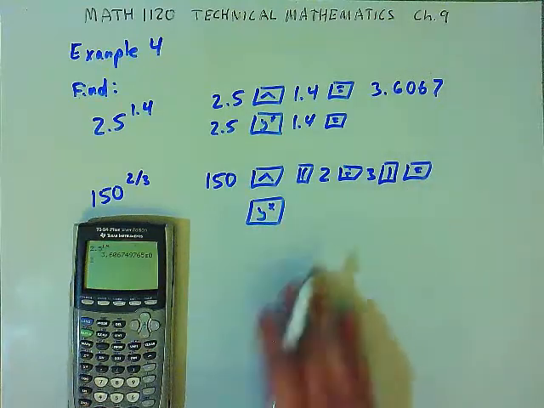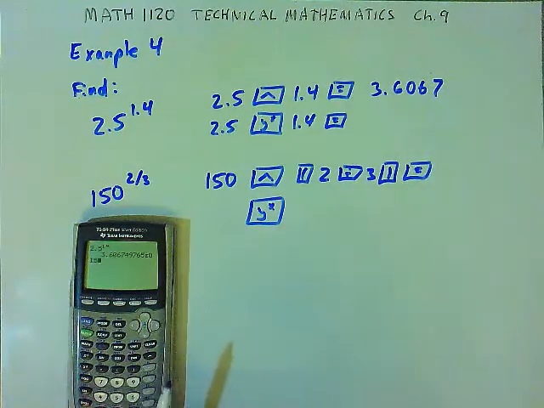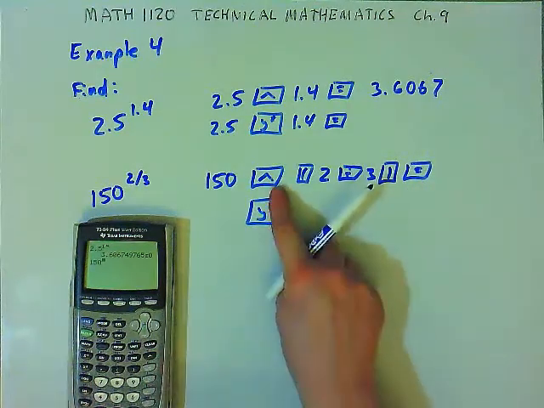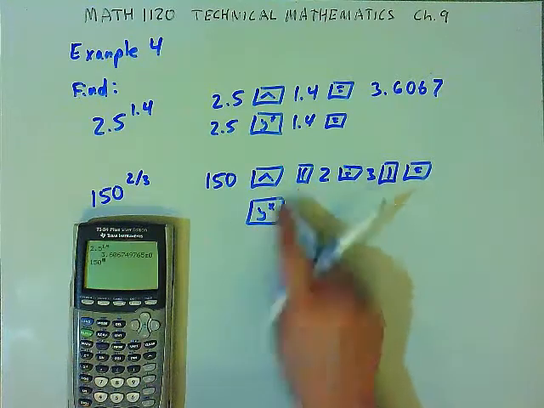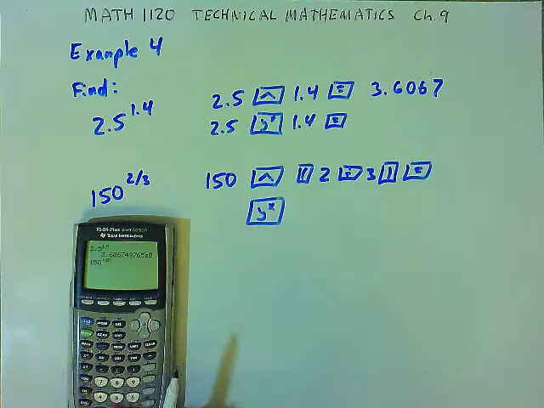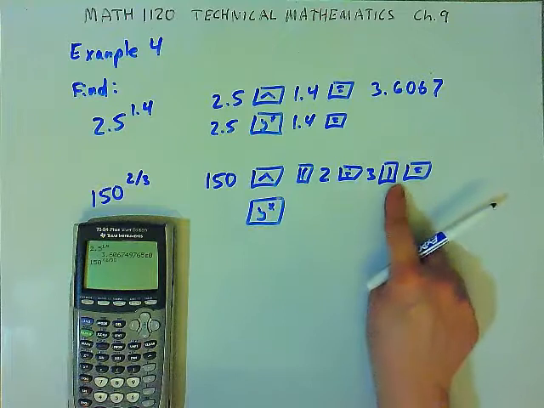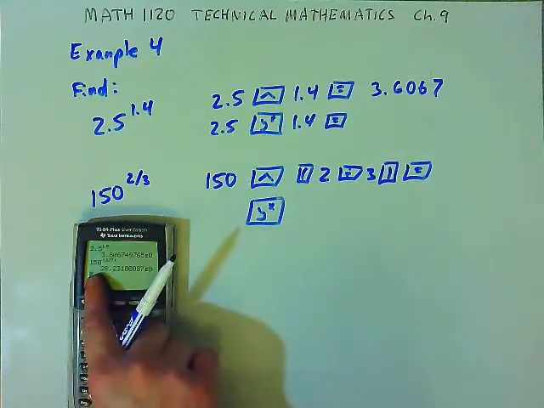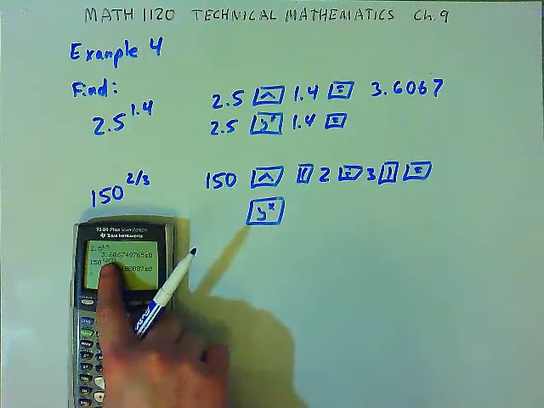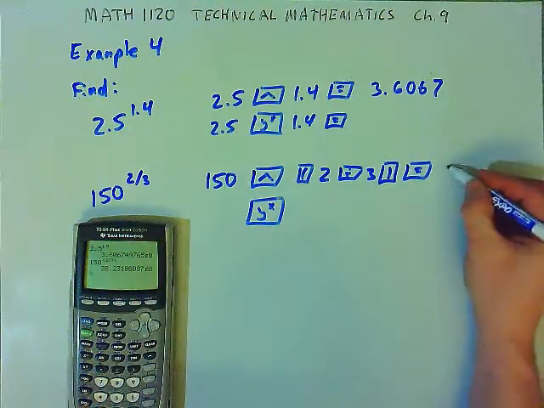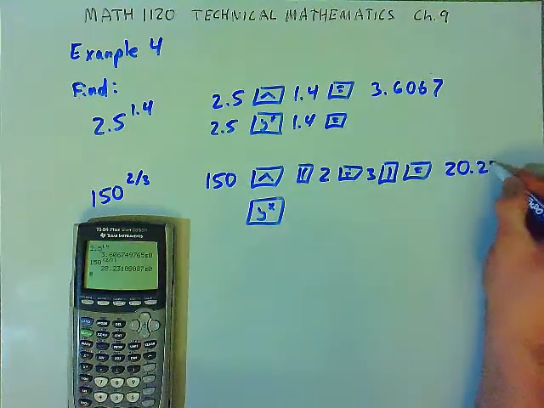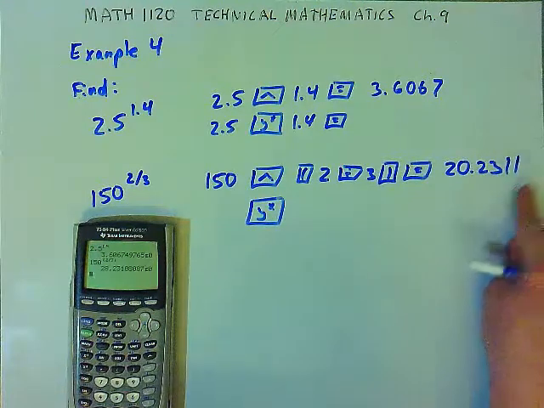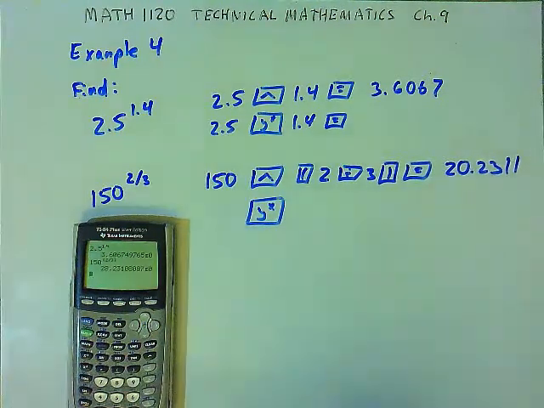That's close enough. For this one, I want to make sure I type in 150, my caret button, to give me an exponent. I want to have an open parenthesis, 2 divided by 3, and then close parentheses, and then press equals. So you can see my calculator says 150 to the 2/3 power, and this answer will be 20.2311, and I'll round it off about there, about 4 decimal places.